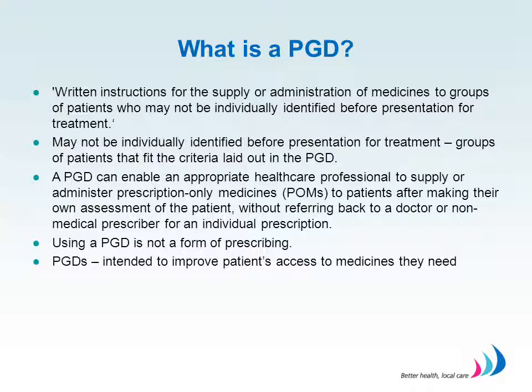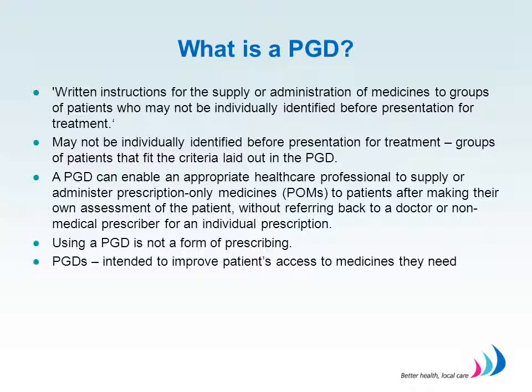PGDs are defined as written instructions for the supply or administration of medicines to groups of patients who may not be individually identified before presentation for treatment. In plain English, patients who may not be identified before presentation for treatment means groups of patients that fit the criteria laid out in the PGD.